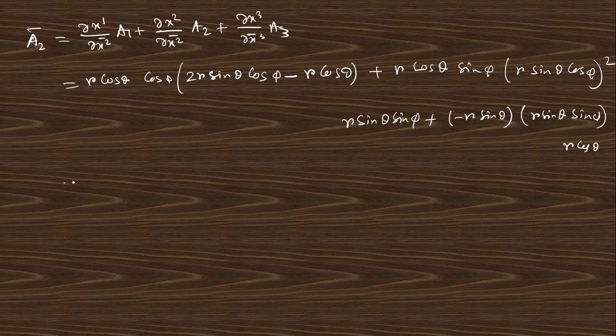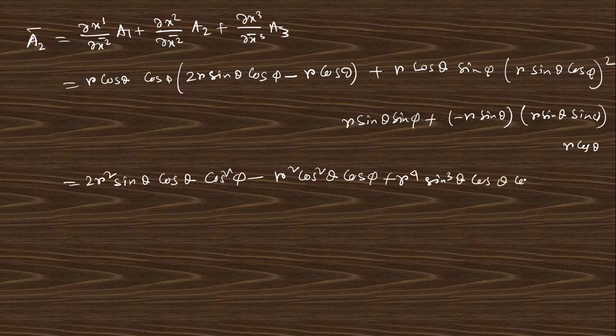Just put this value, you will get the answer 2r square sin theta cos square phi minus r square sin theta cos phi plus r to the power 4 sin cube theta cos square phi sin phi minus r cube sin square theta cos theta sin phi. Just do the sum, you will get this answer.